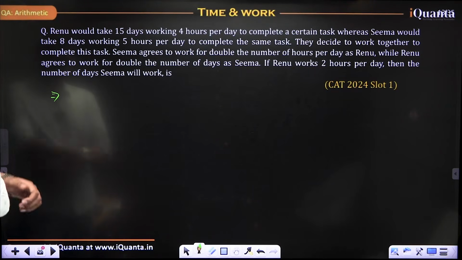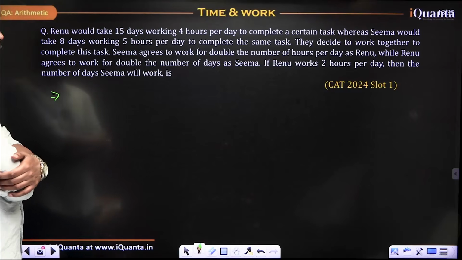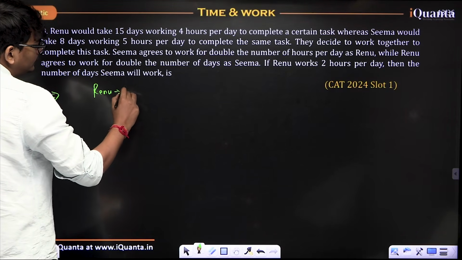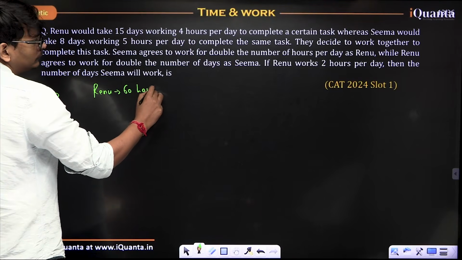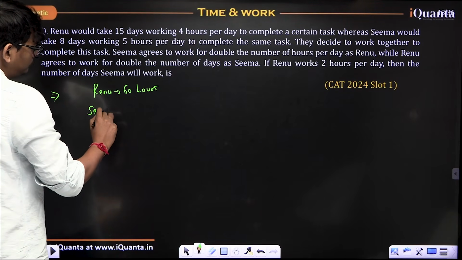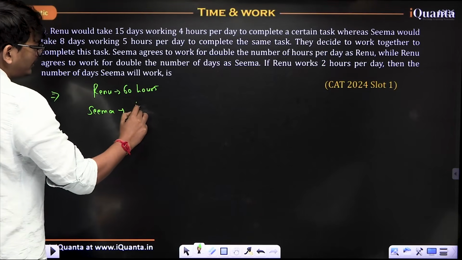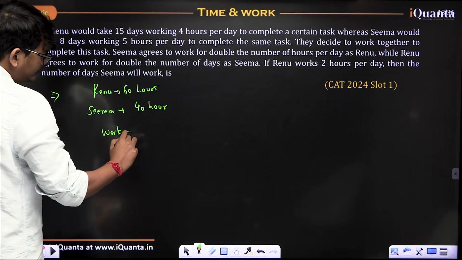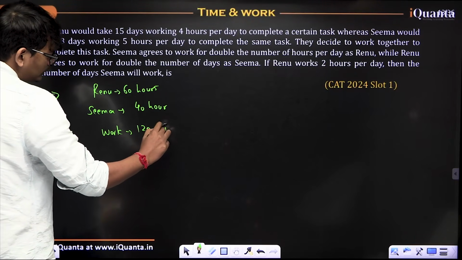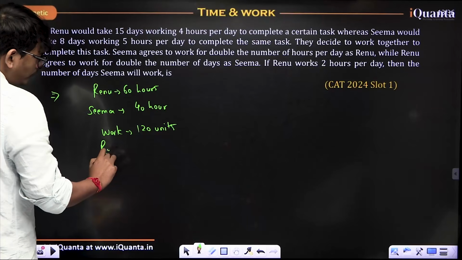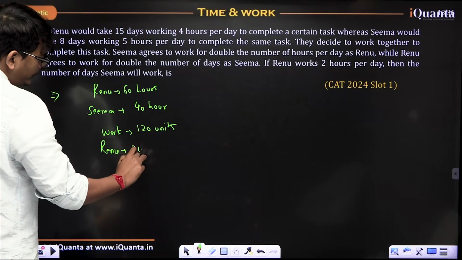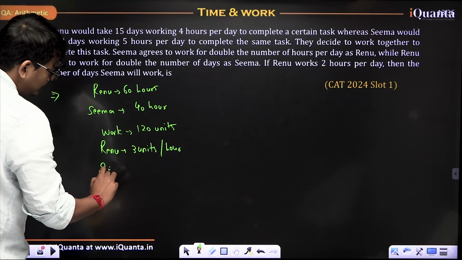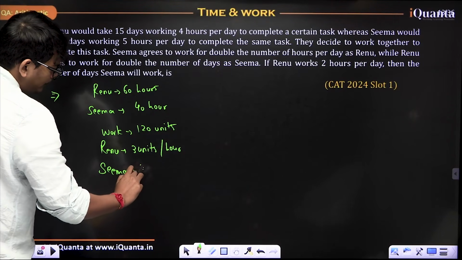Renu would take 15 days working 4 hours per day to complete a certain task. So Renu takes 60 hours. Seema 40 hours. Total work, LCM of these two, 120 units. So Renu 3 units per hour. Seema 2 units per hour.